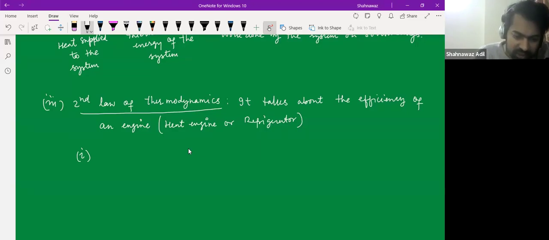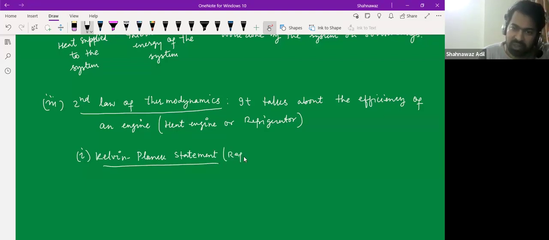These statements are like, so I will write those statements. You have to write the exact same statements whenever they ask you this. This is the Kelvin Planck statement, and this one talks about the refrigerator. And then you have this Clausius statement. So I will write those statements, and you have to remember. Those are very complicated statements.